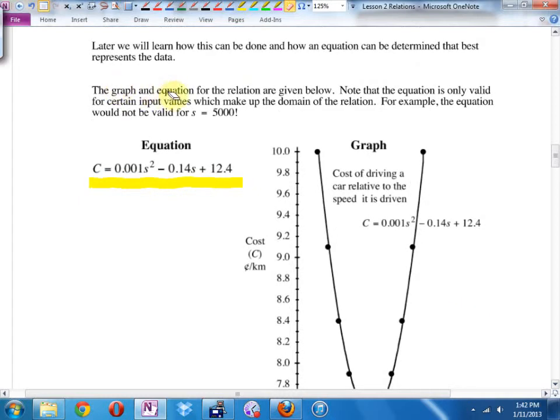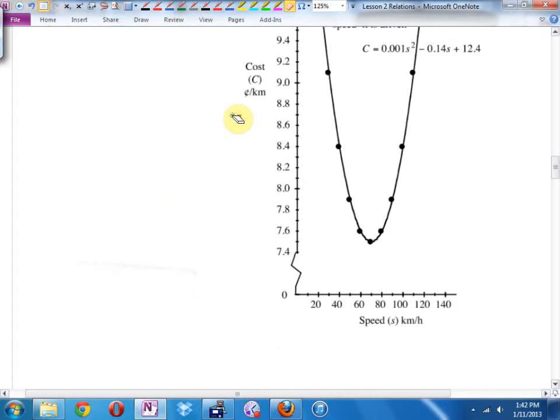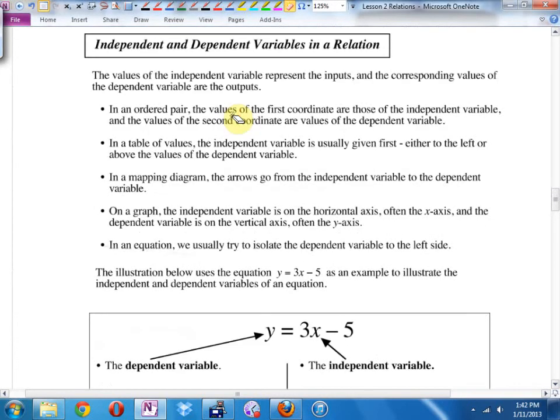So the graph and the equation are given below. Note that the equation is only valid for certain input values, which make up the domain. For example, the equation would not be valid for a speed of 5,000. That'd be silly. Lots of terminology, I know. Turn the page.